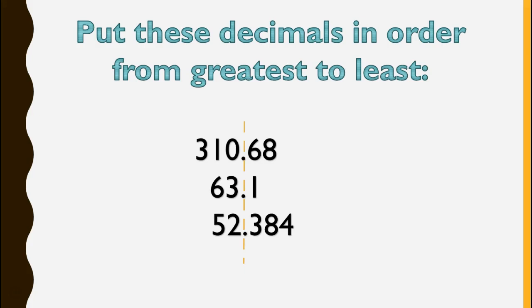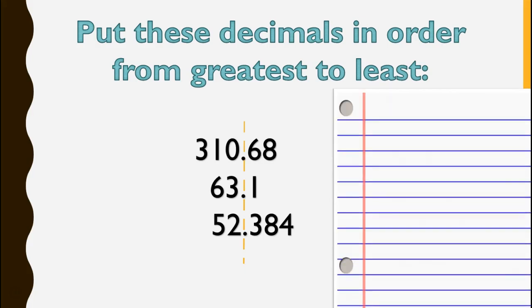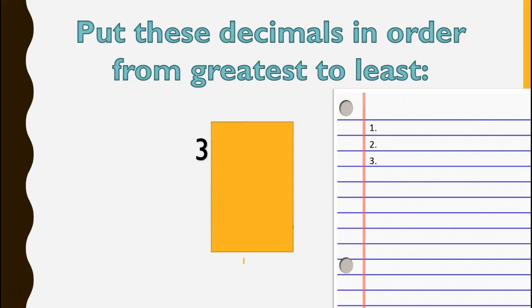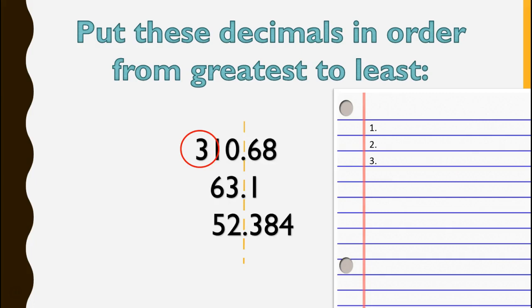Okay, we're going to compare 3 numbers. So I'm going to get a piece of paper and write a 1, a 2, and a 3. And since I want to cover up everything except the biggest place value, I'm going to do this. Well, there's only one number to look at, so that's easy. That one's going to be the biggest number. So I'll write that in the number 1 spot. Okay. So now I'm just going to compare the bottom 2.